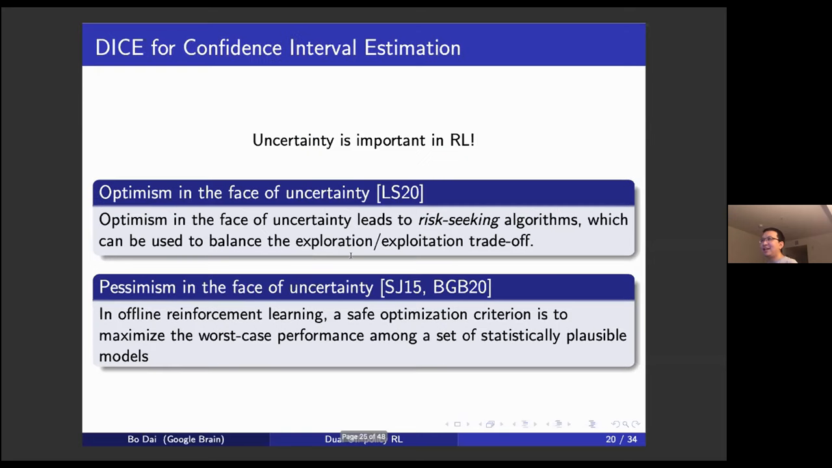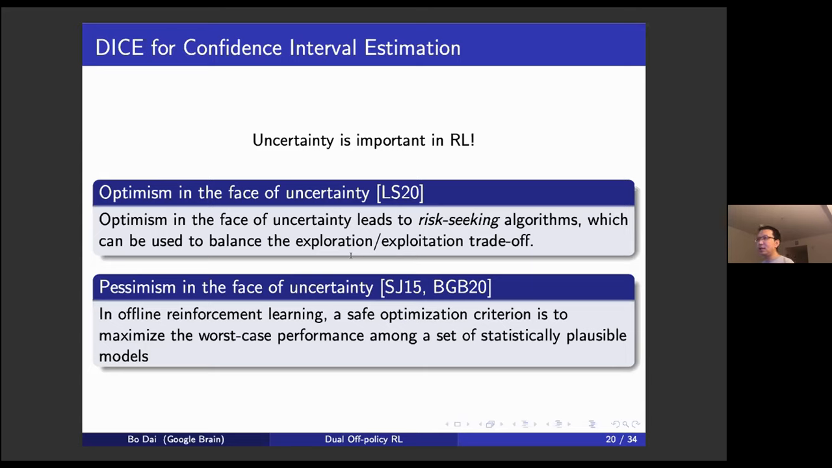Good. Now, next is our recent paper published at NeurIPS this year, where we want to have confidence interval estimation with this DICE family. Why do we want the confidence interval? It is because uncertainty itself is very important in reinforcement learning. Why? In exploration and exploitation trade-offs, you need to follow the optimistic principle, which says you want to optimize the upper bound of your policy value.